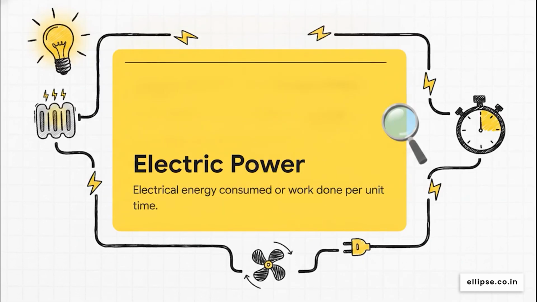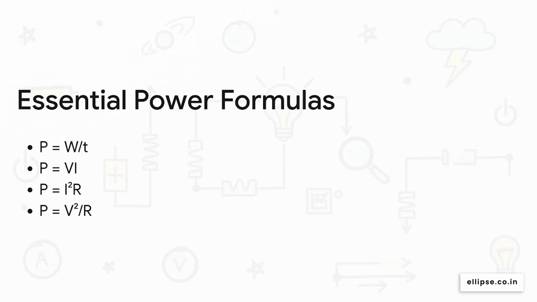Now, because these devices are consuming energy to create heat or light, we measure their efficiency using electric power. Electric power is simply defined as the electrical energy consumed, or the work done, per unit of time. It's basically the rate at which an appliance is using electricity to do its specific job. And for your exam prep, you absolutely need to lock these 4 essential power formulas into your memory right now. We've got power equals work over time, or P equals W over T. Power equals voltage times current, P equals VI, and if we substitute Ohm's law in there, we also get P equals I squared R, and P equals V squared over R. Depending on the exact values you're given in a numerical problem on the test, you'll need to know exactly which one of these 4 tools to pull from your toolkit.